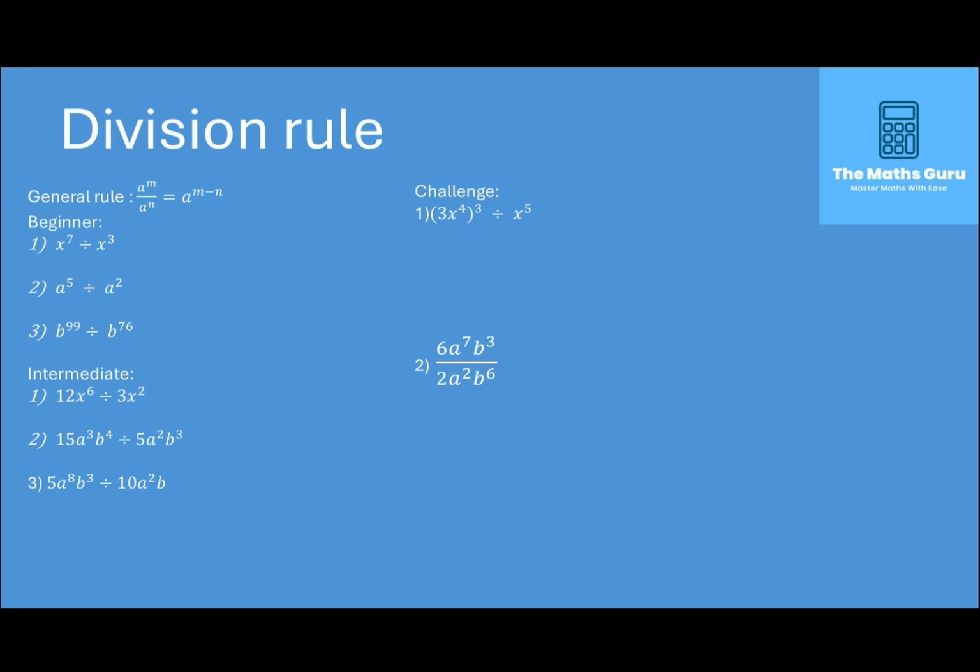So looking at the challenge questions, we first apply our rules from multiplication. In this case, we look at 3 cubed, which is 27, and then x to the 4 cubed is equal to x to the 12, because we just times these together, and the first term ends up as 27x to the 12 divided by x to the 5. Then we look at 27 divided by, in this case, it's 1, so 27. x to the 12 divided by x to the 5 is 27x to the 7.